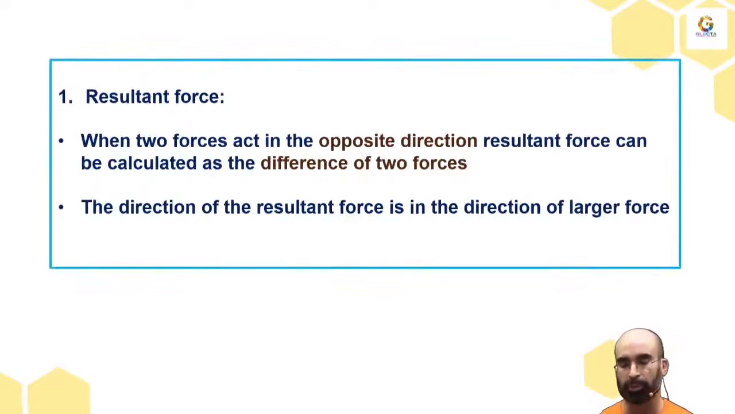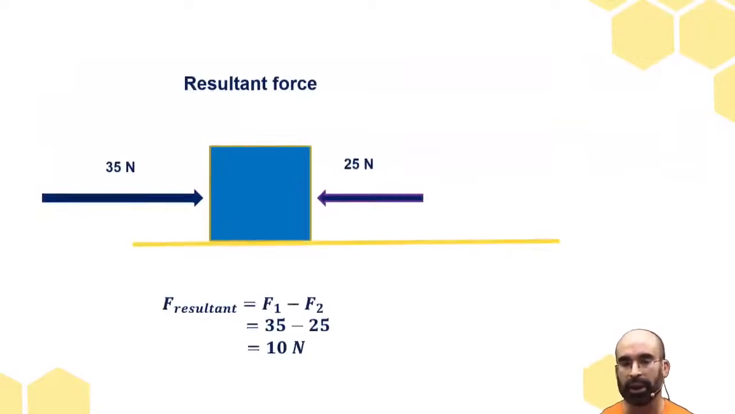The resultant force, when two forces act in the opposite direction, a resultant force can be calculated as the difference of two forces. The direction of the resultant force is in the direction of larger force. Let us see the situation. Here you can see that one force of magnitude 35 Newton is acting towards right. Another force is acting towards left, and the magnitude of the force is 25 Newton.